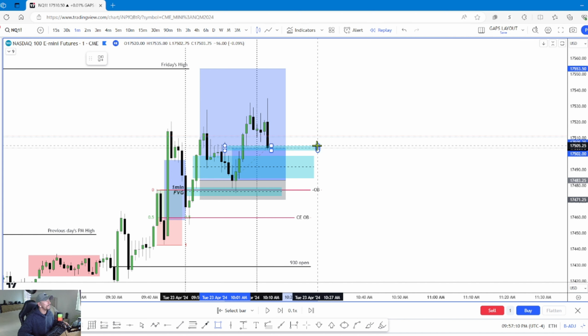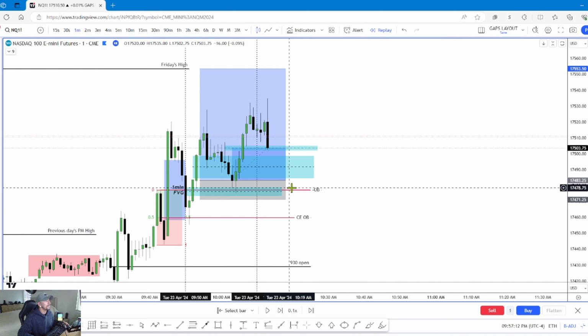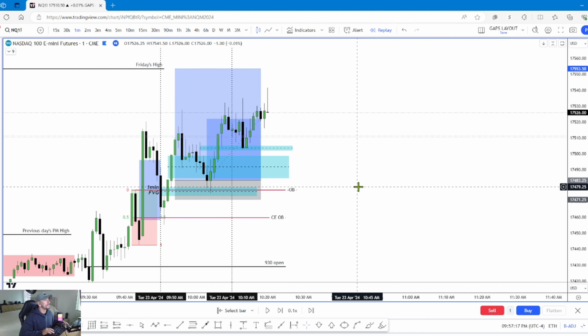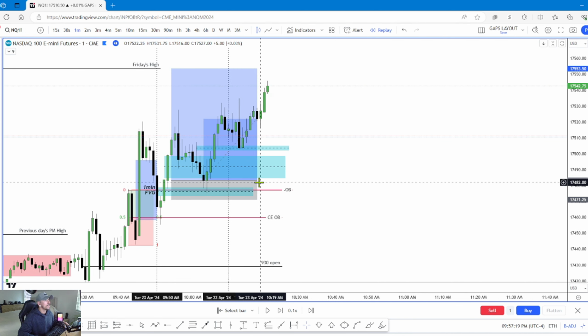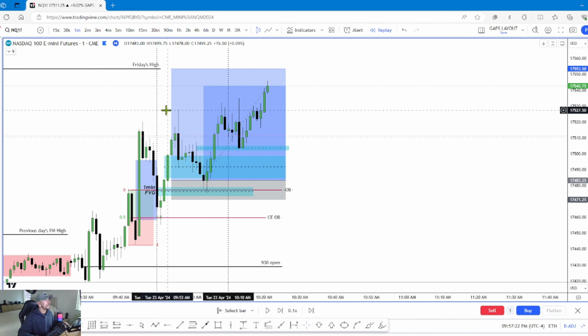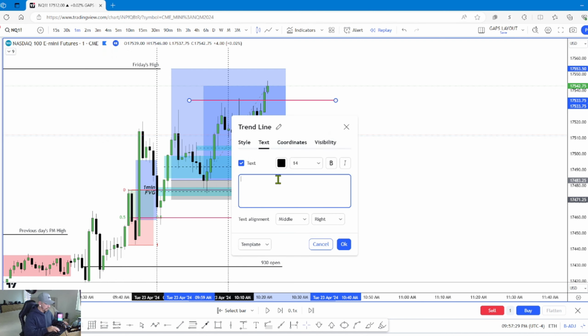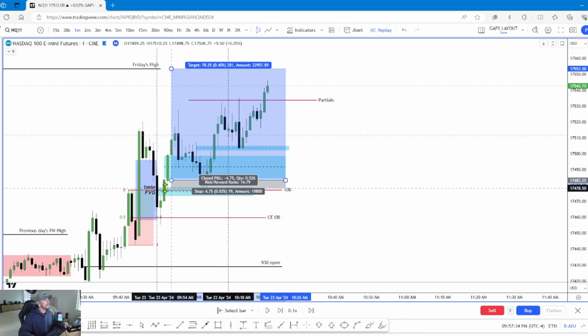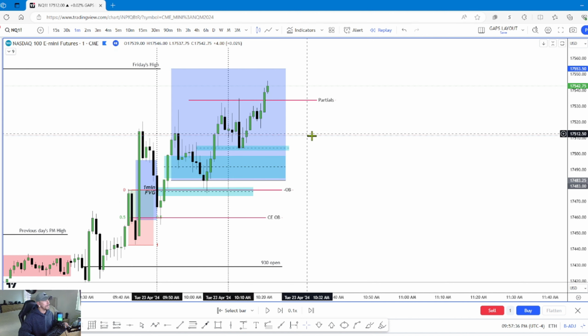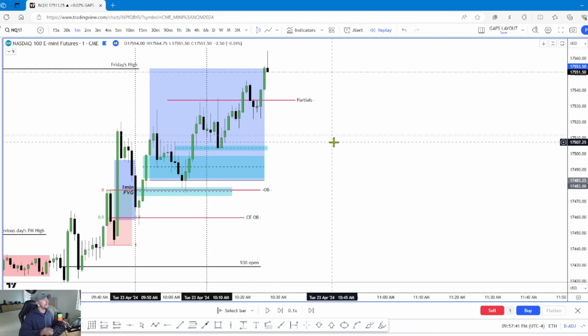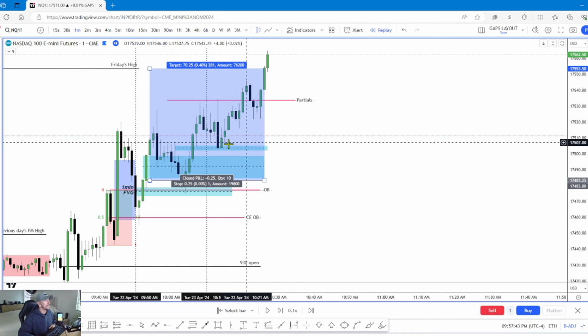Another small fair value gap in here. So once we start to take these highs again, probably take some partials off here. Go break even, or even put your stop loss in profit here. And there you go. Okay.